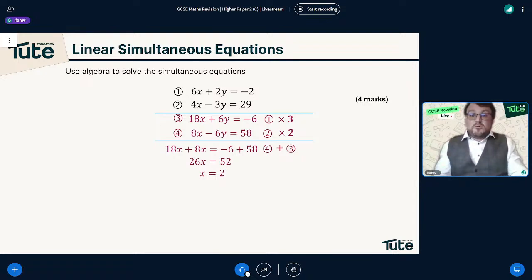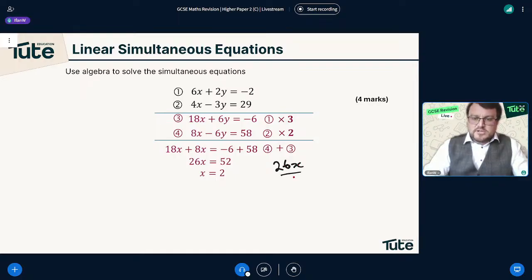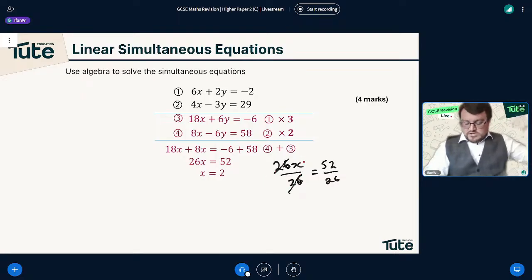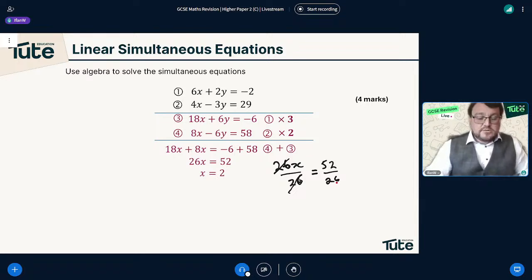And of course, that's just a normal equation, isn't it? Right? We do the inverse, or balance, whichever method you prefer. So 26x divided by 26 equals 52 divided by 26. And it gives you an answer of x, because 26 and 26 turn into a 1. Anything multiplied by 1 is itself. 52 divided by 26, 2. Don't stop there, people. Don't stop till you get enough, as Michael Jackson used to say, right?